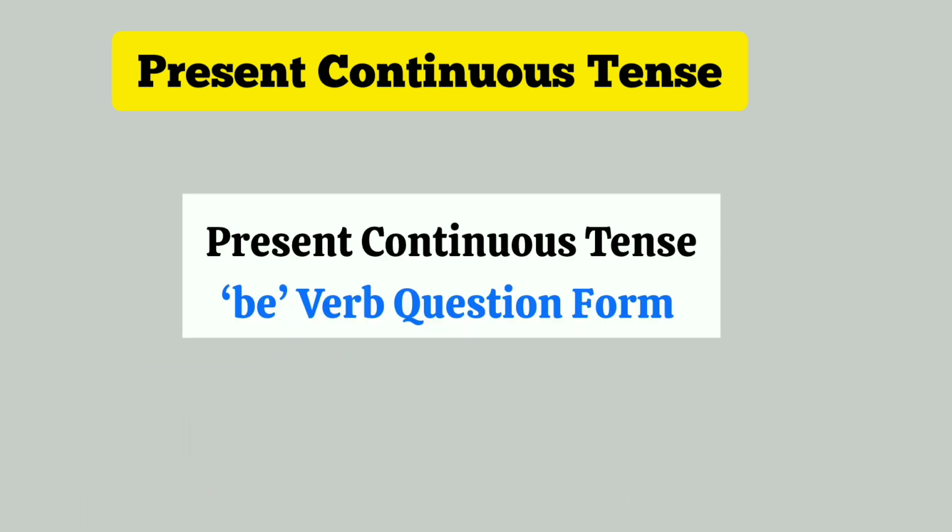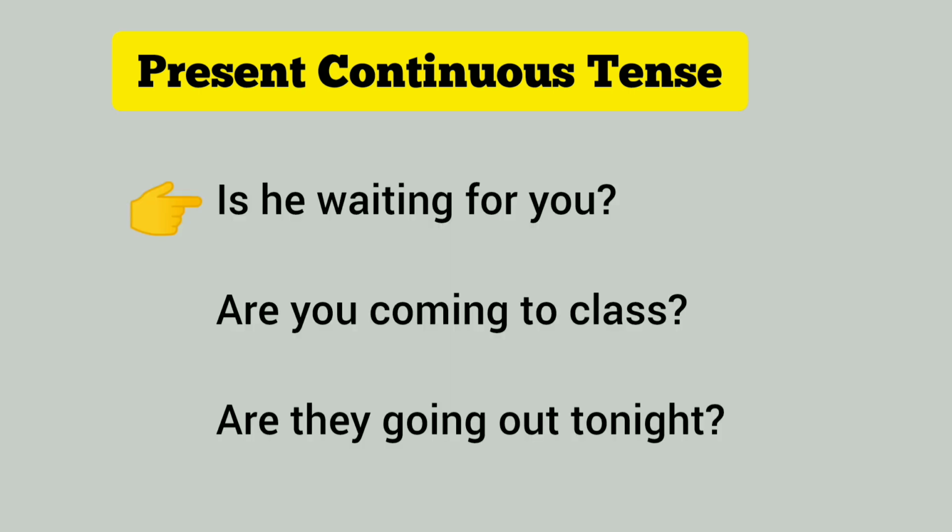Now let us talk about how to form be verb questions in the present continuous tense. The first example here is, is he waiting for you? Here we start with the be verb is. Take a look at the subject. The subject is he. So that's why we started with the be verb is. Is he waiting for you? And the answer could be yes, he is, or no, he isn't.